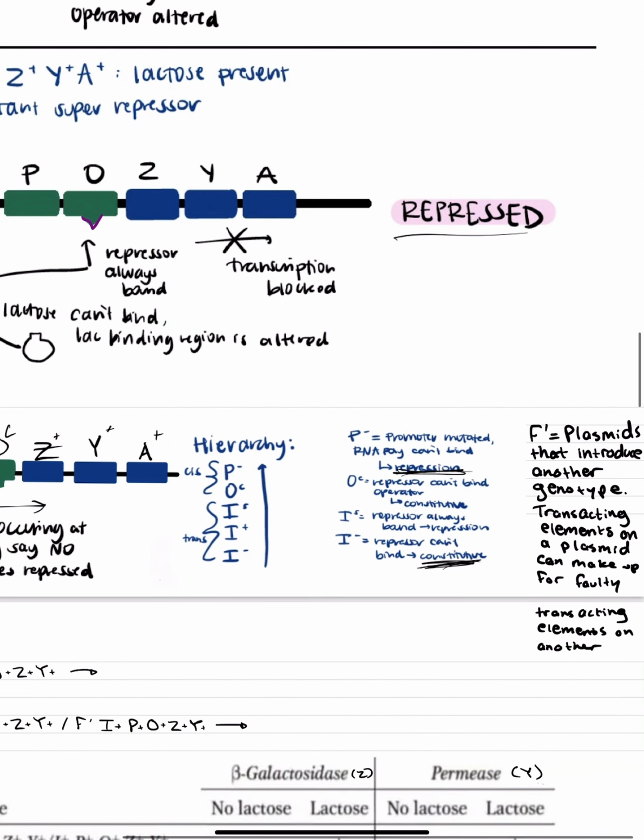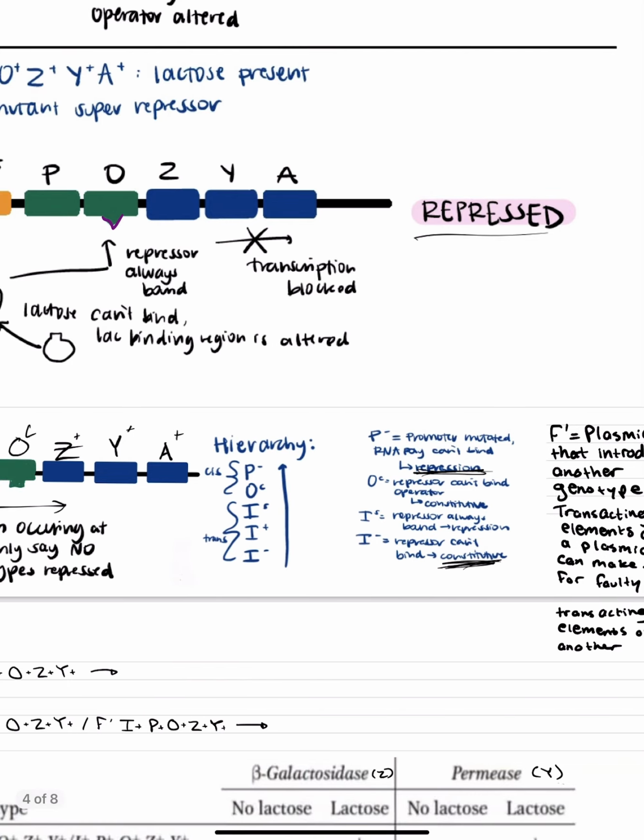Also, here's a note. F prime is going to indicate a plasmid that has introduced another genotype into the organism. So trans-acting elements on a plasmid can make up for faulty trans-acting elements on another DNA strand, on another genotype. Since remember, trans-acting elements are able to move. So a trans-acting element, such as the repressor protein, is able to move from one genotype to another genotype, assuming that it's in the same organism.